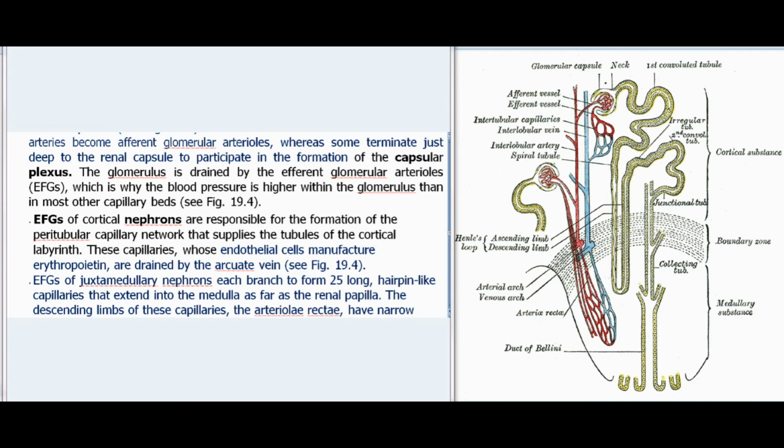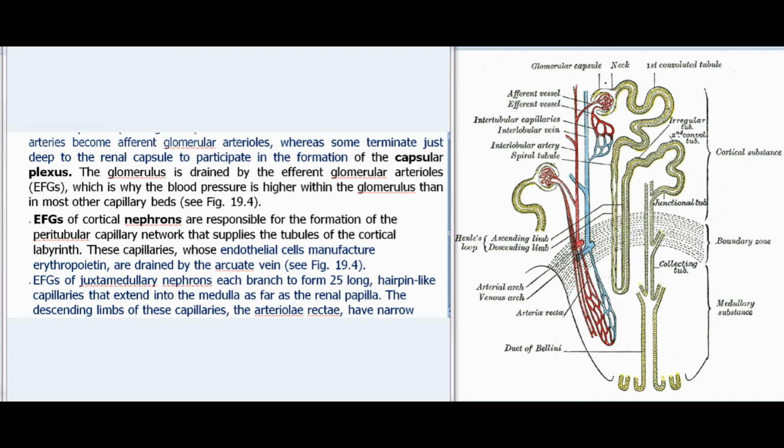The glomerulus is drained by the efferent glomerular arterioles, EFGs, which is why the blood pressure is higher within the glomerulus than in most other capillary beds, see Fig 19.4. EFGs of cortical nephrons are responsible for the formation of the peritubular capillary network that supplies the tubules of the cortical labyrinth. These capillaries, whose endothelial cells manufacture erythropoietin, are drained by the arcuate vein, see Fig 19.4.